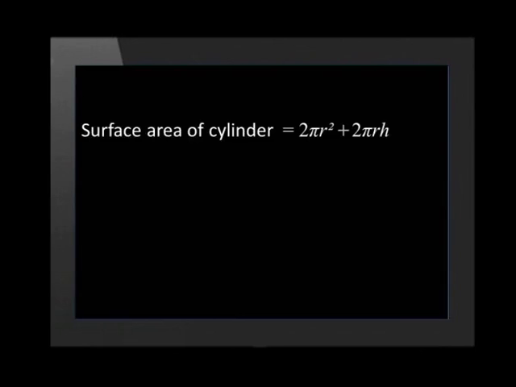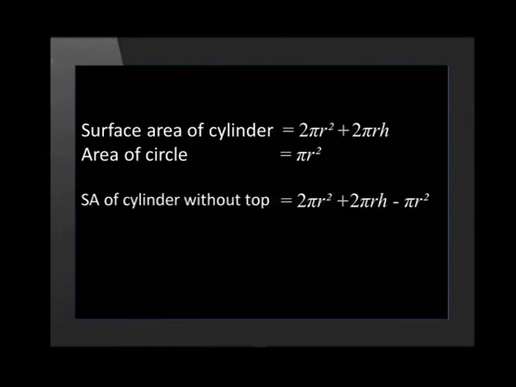So we need to subtract the area of one circle from our total surface area of a cylinder. The area of one circle is equal to pi r squared. So the formula we use to calculate the surface area of the pool is equal to 2 pi r squared plus 2 pi r times depth minus pi r squared. This gives us a final formula of pi r squared plus 2 pi r times depth.